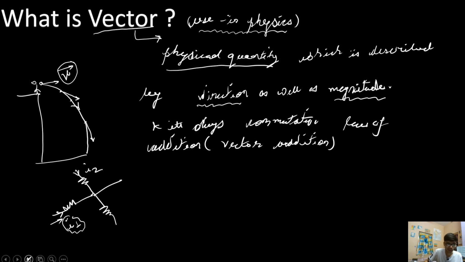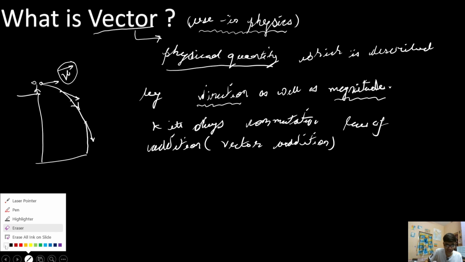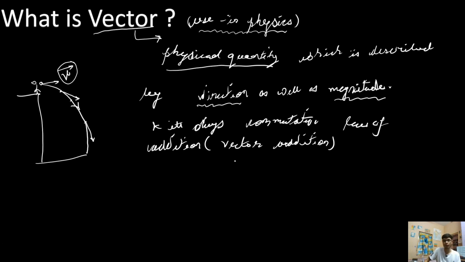So it is not enough to say that any physical quantity which has direction as well as magnitude is a vector quantity. It is equally necessary to state that vectors are physical quantities which have direction, magnitude, and also obey the commutative law of vector addition. Then such quantities are known as vectors. I hope this discussion was clear.